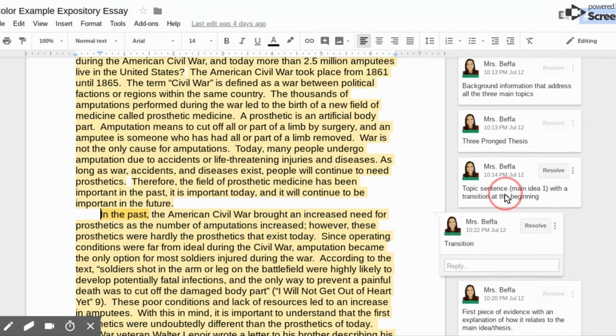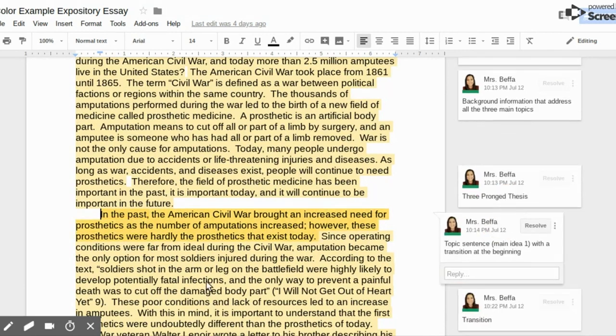And then we go into our topic sentence, which is our main idea 1. The American Civil War brought an increased need for prosthetics as the number of amputations increased. However, these prosthetics were hardly the prosthetics that exist today. So this main idea consists of 2 parts. The fact that they were necessary in the past, and also that they were quite different than they are today.